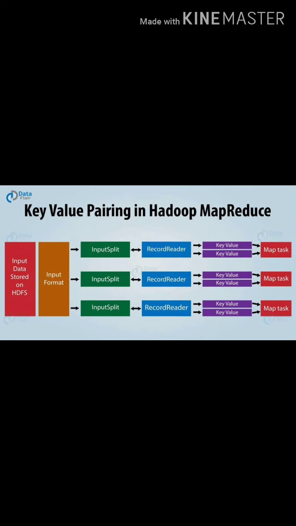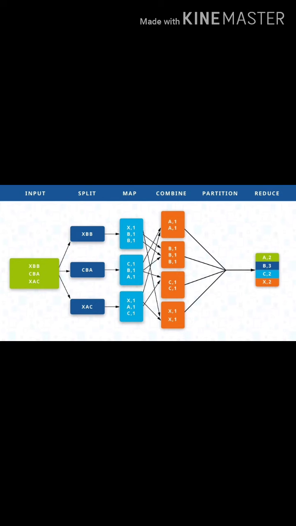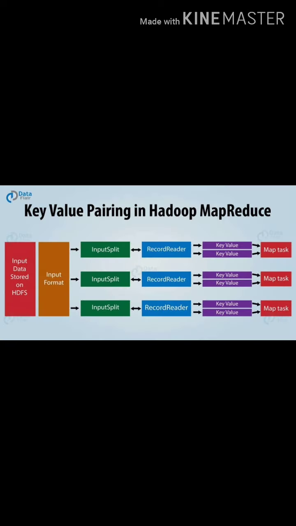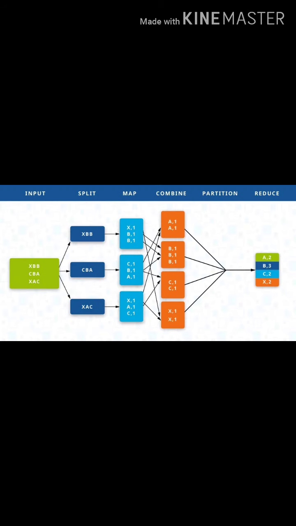Coming to the reducing phase, in this phase, output values from the shuffling phase are aggregated. This phase combines values from the shuffling phase and returns a single output value. In short, this phase summarizes the complete data set.